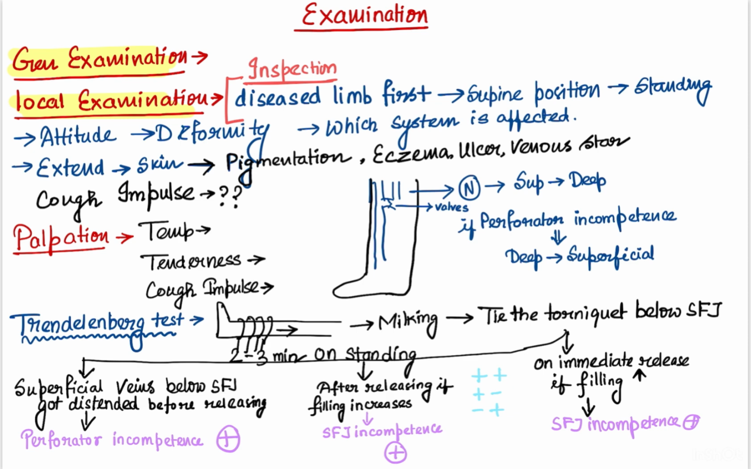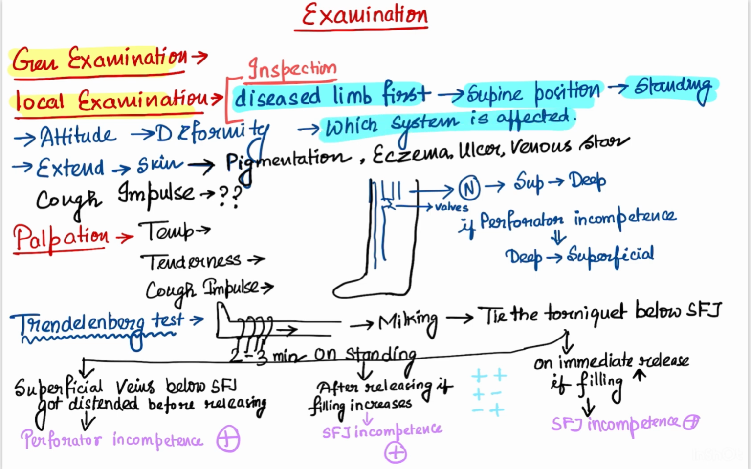On inspection, we will look on the diseased limb first. So the complaint, if the patient is complaining of swelling or pain in the right limb, then we will focus on right limb first. First in the supine position, then in standing, and then we will see that which system is affected.